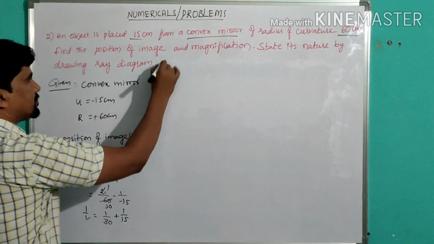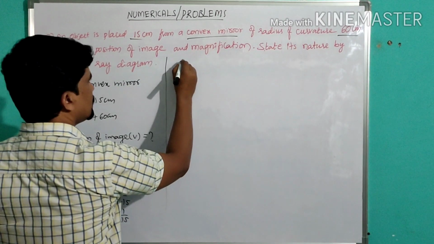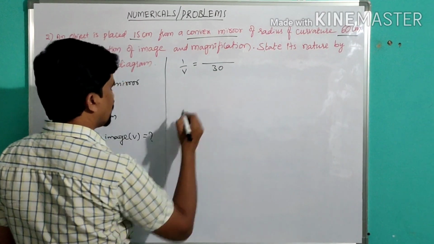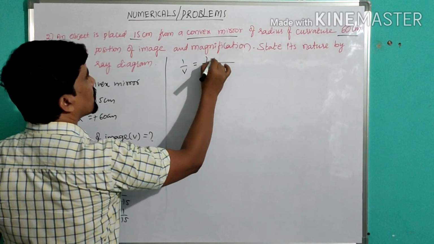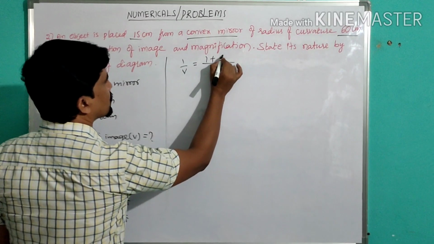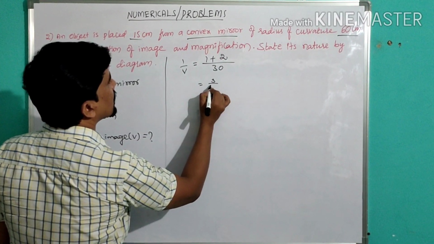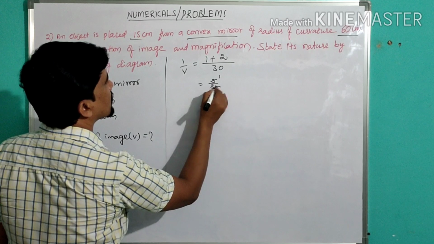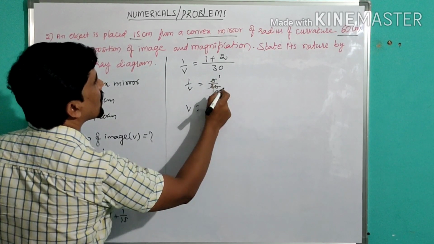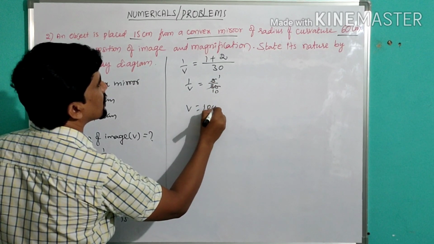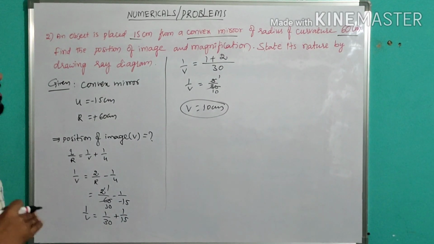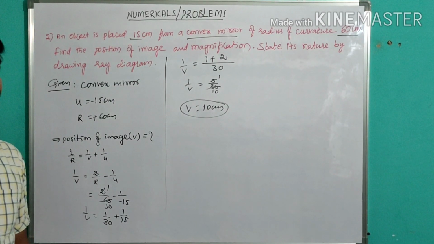This is 1 by v. Now 1 by v equals, 30 and 15, LCM 30. 30 in 30 one time, 1 into 1, 1. 15 in 30 2 times, 2 into 1, 2. 1 plus 2, 3 by 30. 3 1s are 3, 3 10s are 30. Now 1 by v equals 1 by 10, reciprocal, v equals 10 centimeters. So image distance is positive. For a convex mirror, image distance is always positive.